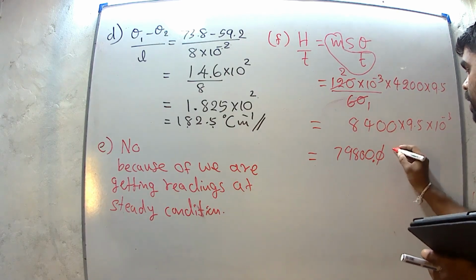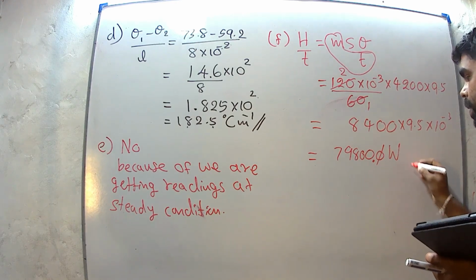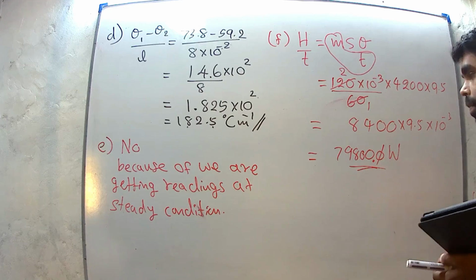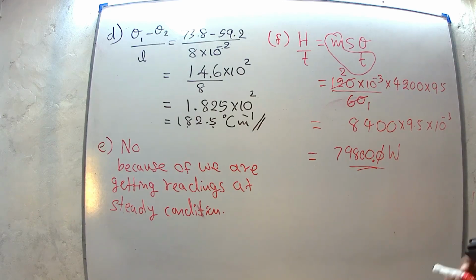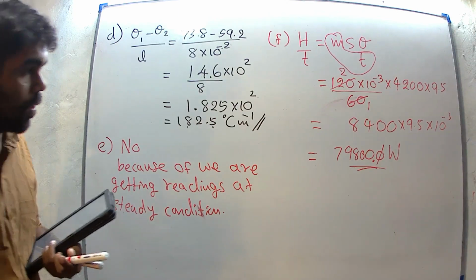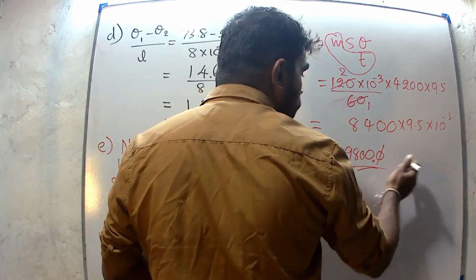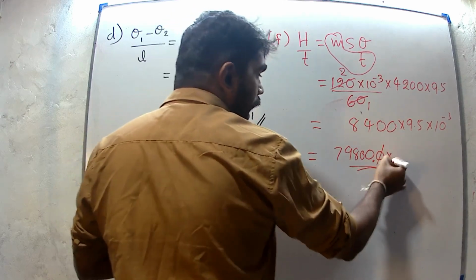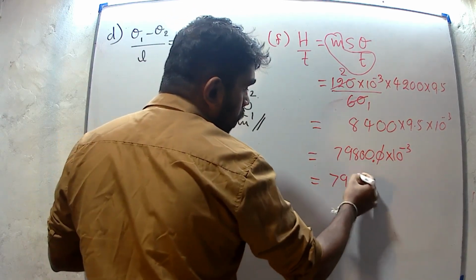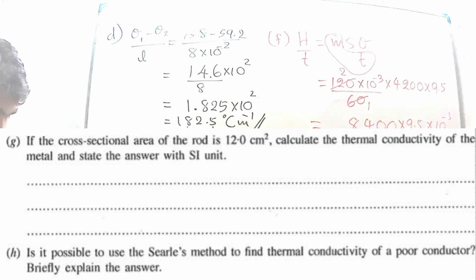Then the answer is what? Flow rate is given in what? Joules per second. No, there is a term 10 to the power minus 3. Therefore, we have to multiply by 10 to the power minus 3. 79.8 watt.